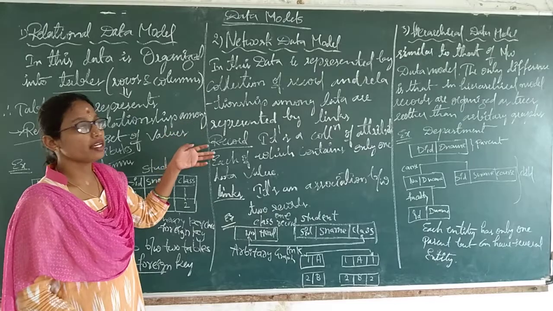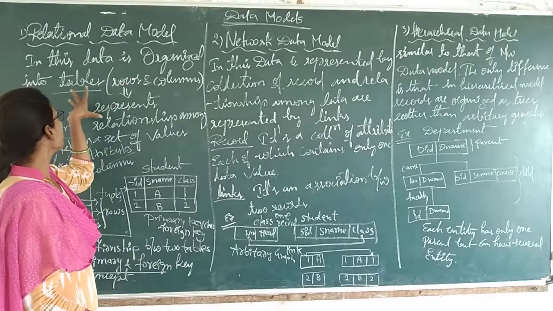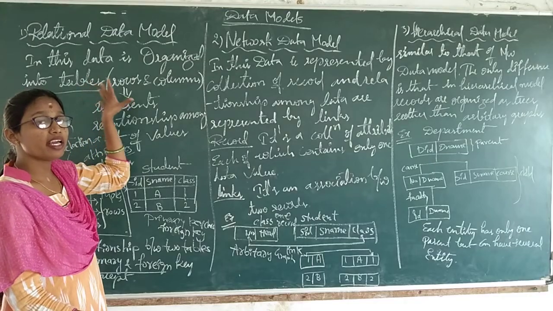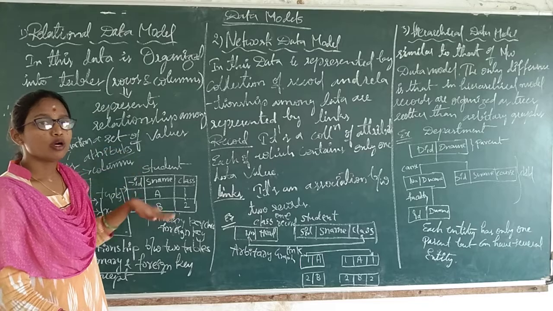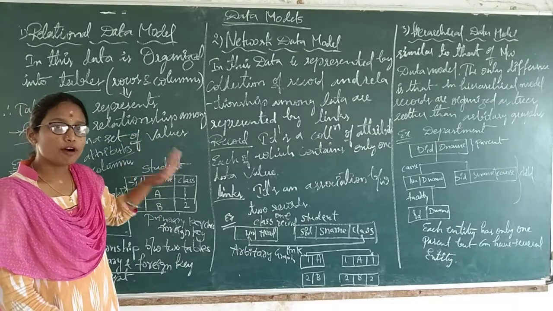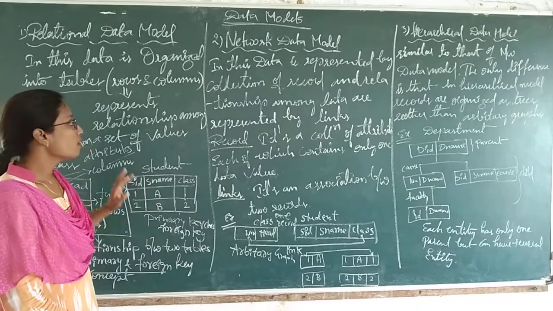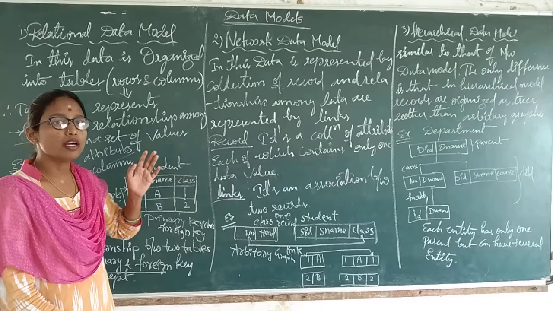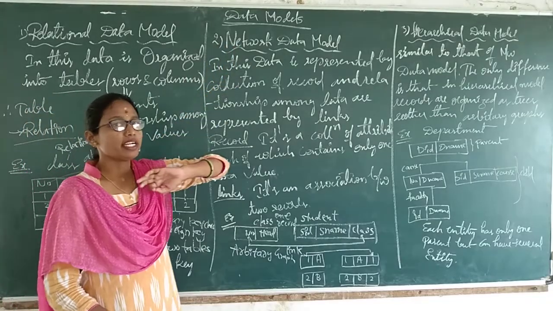What is the network data model? In the relational data model, the data is organized in a tabular format of rows and columns, and with the help of the primary key and the foreign key we find the relationship between the two tables. Next, let us move on to the network data model.